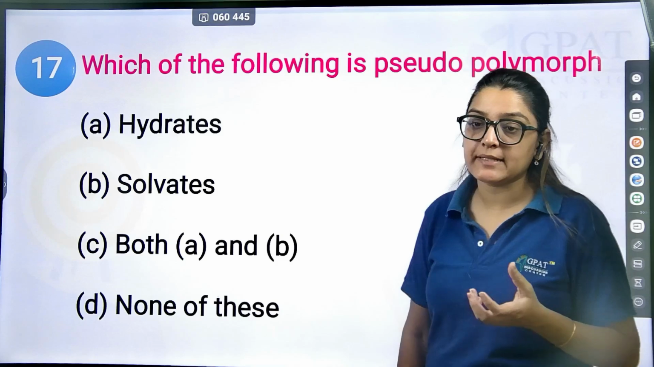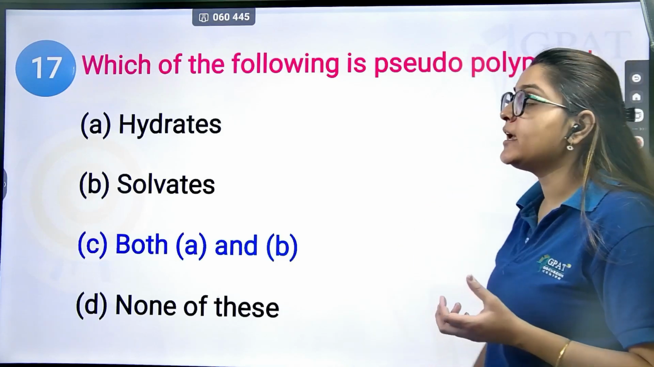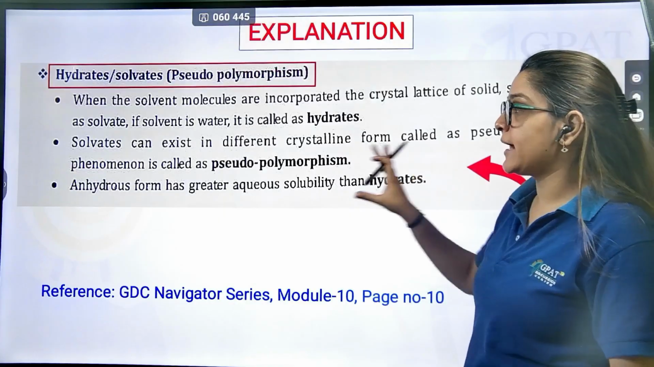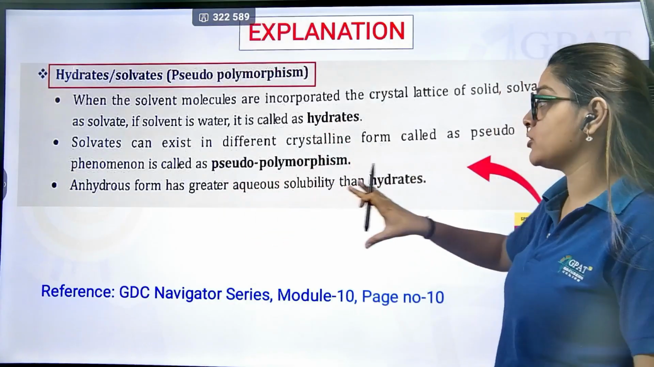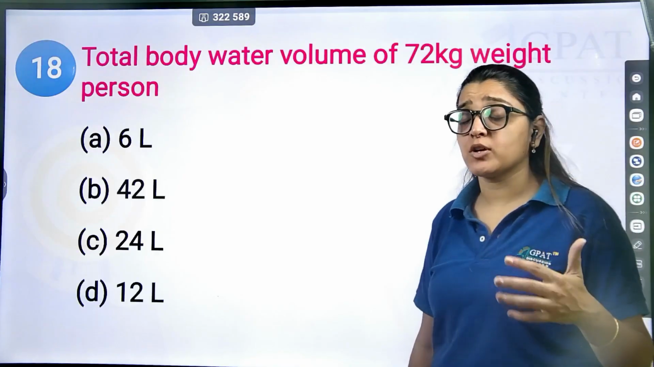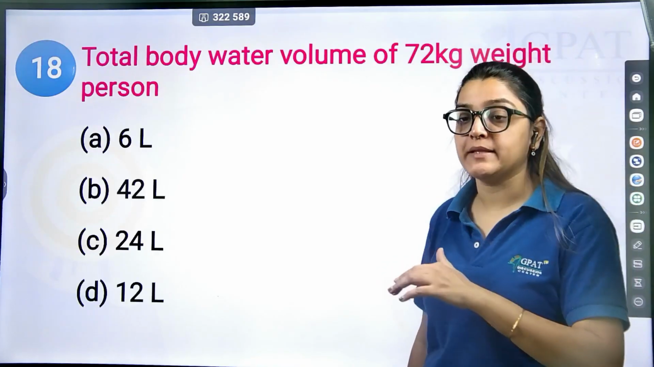Both these hydrates and solvates are categorized as pseudopolymorphs, right? The anhydrous form has greater aqueous solubility than the hydrates, right? When the solvent is water, then it is a hydrate. Other than water, it will be a solvate.